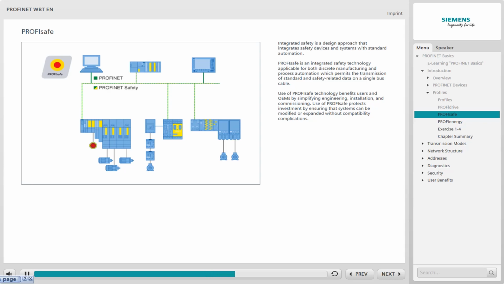Over and beyond the many benefits associated with the use of integrated safety, use of ProfiSafe technology benefits users and OEMs by simplifying engineering, installation, and commissioning. In addition, as with other PI profiles, use of ProfiSafe protects investment by ensuring that systems can be modified or expanded without compatibility complication.